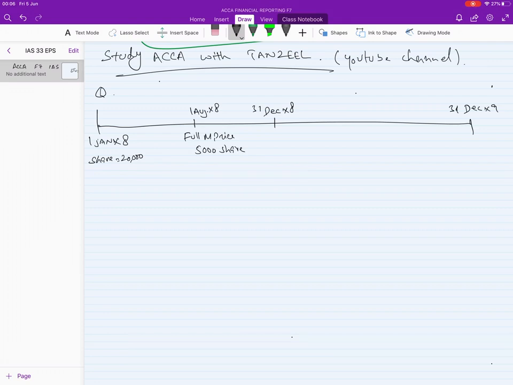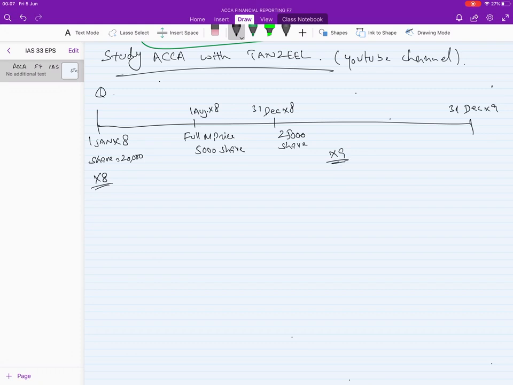It means they were having 20,000 shares before and they are issuing 5,000 more. It means they will have 25,000 shares by the end of the year. On 1st January, the company had 20,000 shares and they are issuing 5,000 more, so by the end of the year they will have 25,000 shares. Let's calculate X8 first. This is X8 and this is X9.